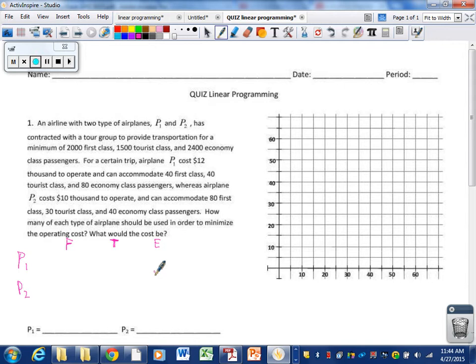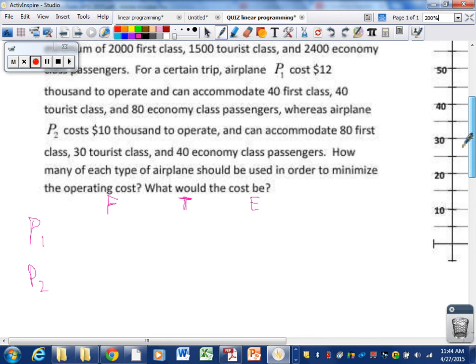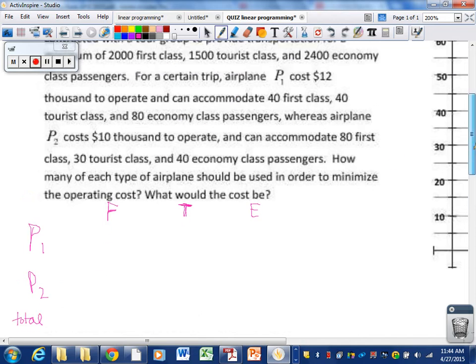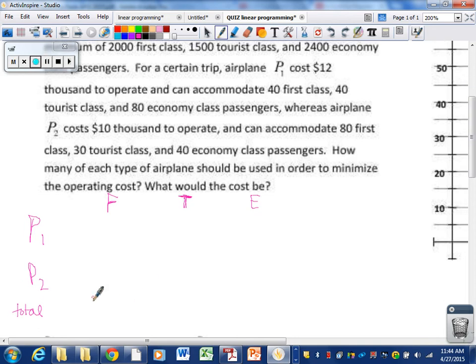Okay, so we're trying to write these equations. I'm going to make this a little bit bigger just so we can see this better. We're about to graph later. Okay, so these are the totals that we're trying to minimize or maximize. We want the most people possible. So first class passengers, we wanted how many? 2,000 first class passengers, 1,500 tourist class passengers, and 2,400 economy class passengers.